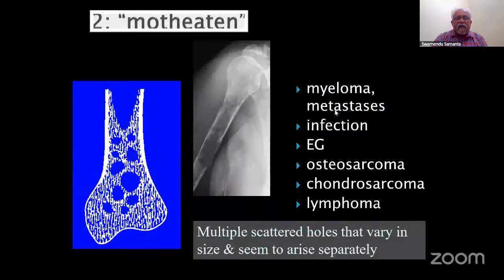Then the second variety which comes is known as the moth-eaten. You see, it is like something eaten by a moth. The first diagnoses in the moth-eaten pattern will probably be multiple myeloma or metastasis. Even you cannot exclude infection, eosinophilic granuloma, osteosarcoma, these can all happen, but mostly it will fall into the category of myeloma or metastasis.